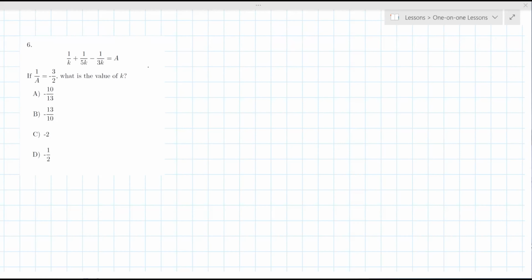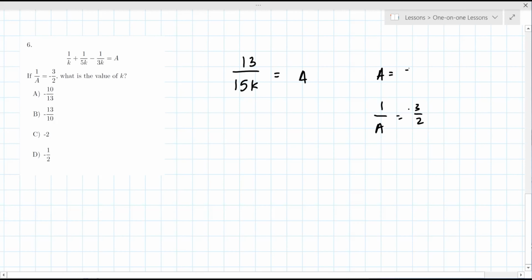Did you get it down to 13 over 15k equals A? Yes. Okay, that's good. What did you find that A equals? Negative 3 over 2. So 1 over A equals, oh, negative 3, sorry. 2 over A equals 2 over negative 3. And you probably want to move that to the top. So it's 13 over 15k equals negative 2 over 3. Is that okay? Yes.